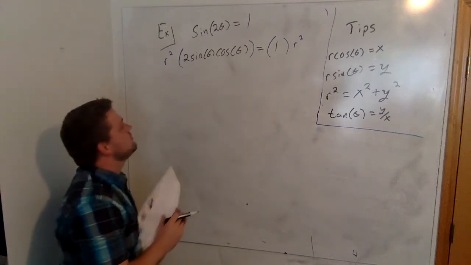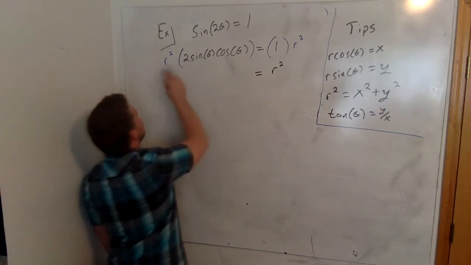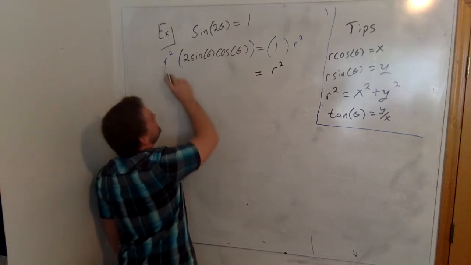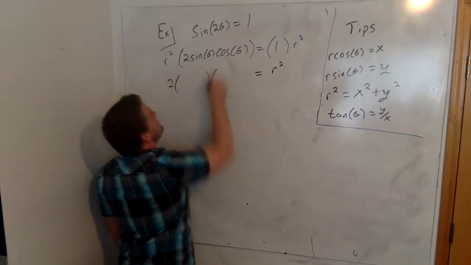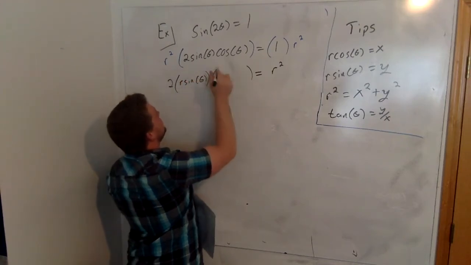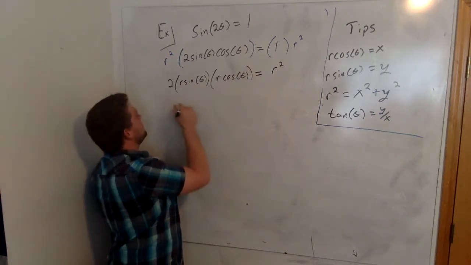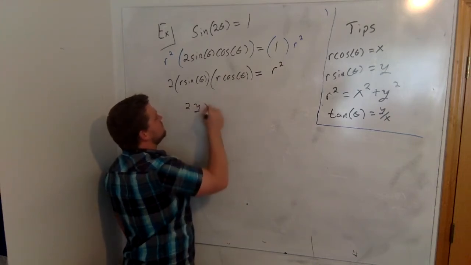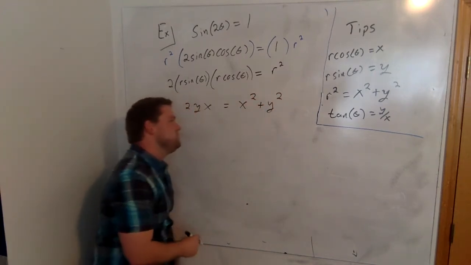Okay. So on the right-hand side, we'll have an r squared, which will be good news. On the left-hand side, there are 2 r's here. Remember how sine is so friendly. Sine likes to share. Let's give one of the r's to sine and one of them to cosine. So we'll have a 2, and then we'll get an r sine of theta, and an r cosine of theta. So here we'll get a 2yx, and r squared is the same thing as x squared plus y squared.